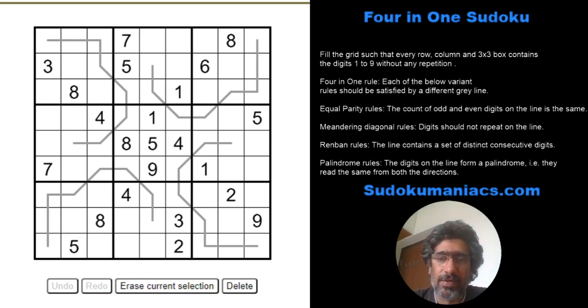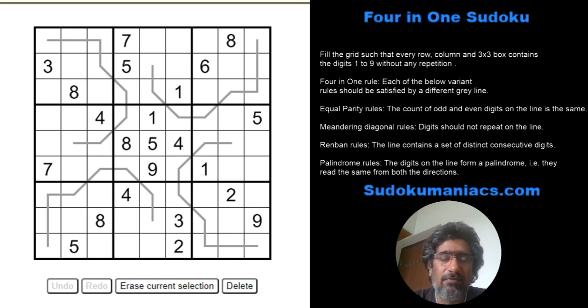And now with the competition about to start on the Logic Masters India website, we received another request from Mrs. Poonam Gandhi asking us to elaborate on the 4-in-1 Sudoku that will be part of this competition. Now what it means is the rules of classic Sudoku apply obviously, and there are 4 lines that are drawn on the grid. Each line is governed by a different rule.